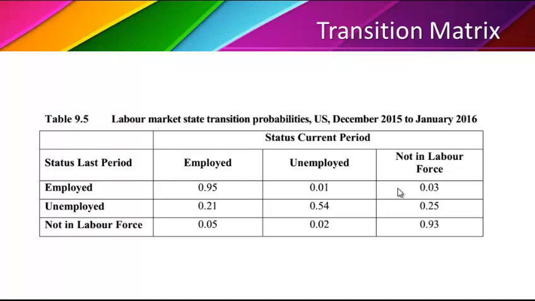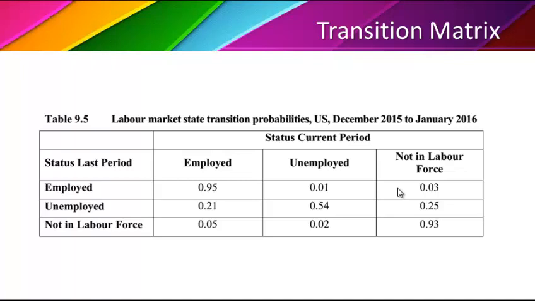Now 5% of people changed. About 1% of the people who were employed lost their jobs, and 3%, let's say, retired, so they were no longer in the labor force. This should add to 100%. There's a round off error here. It could be 0.015 and 0.035.